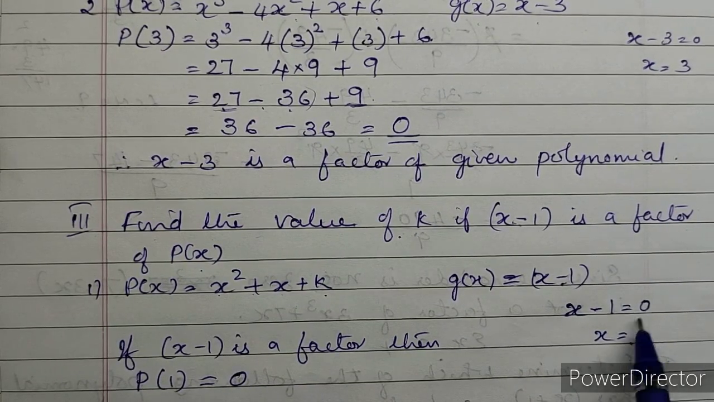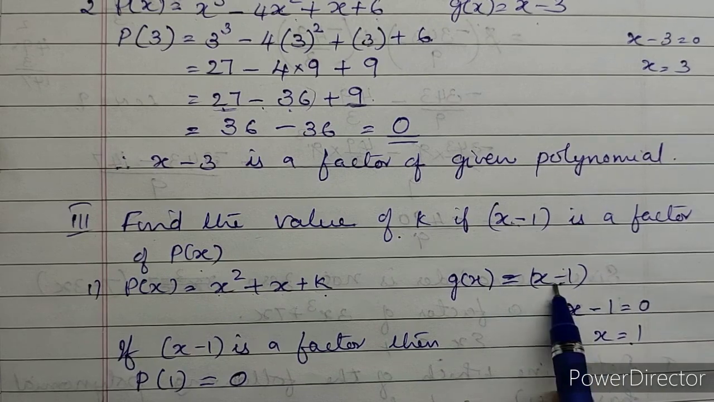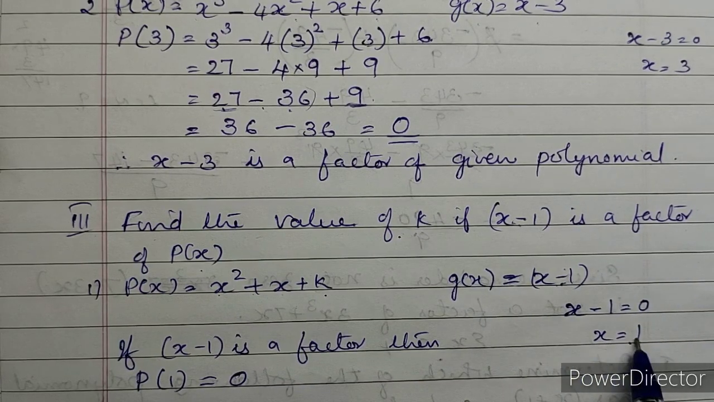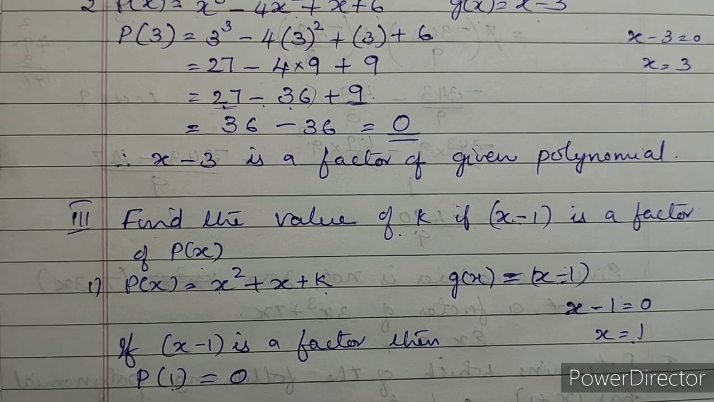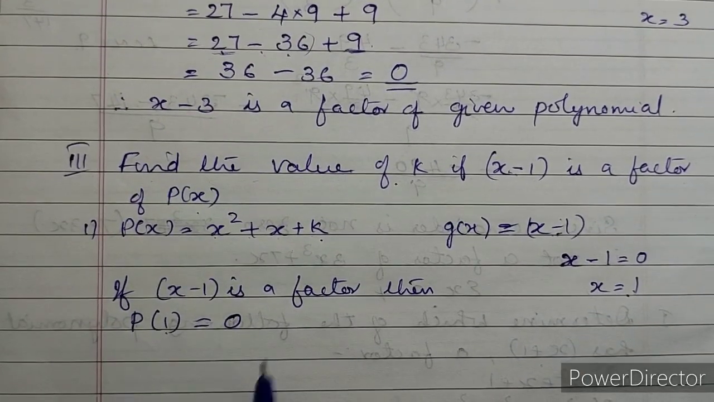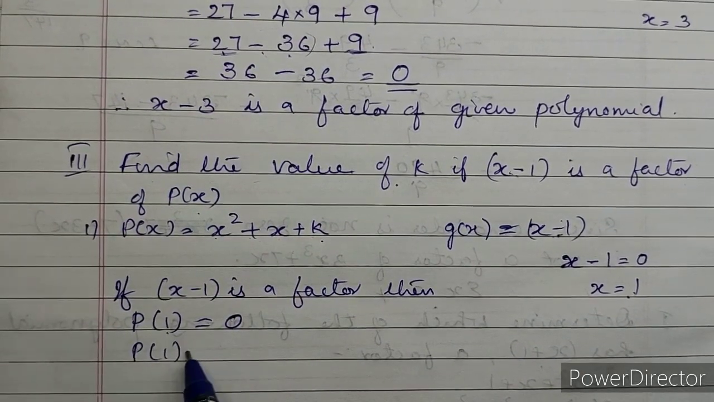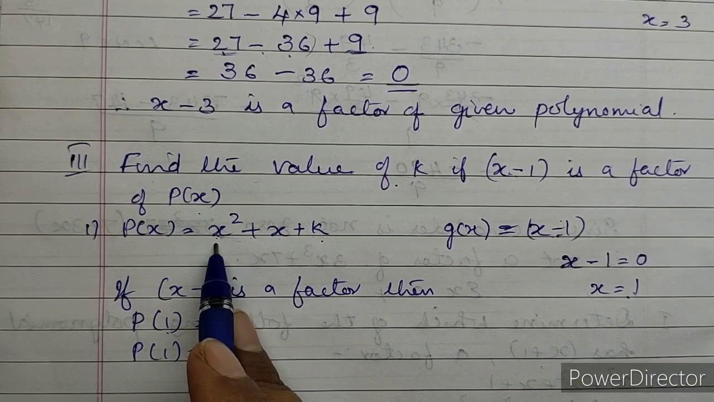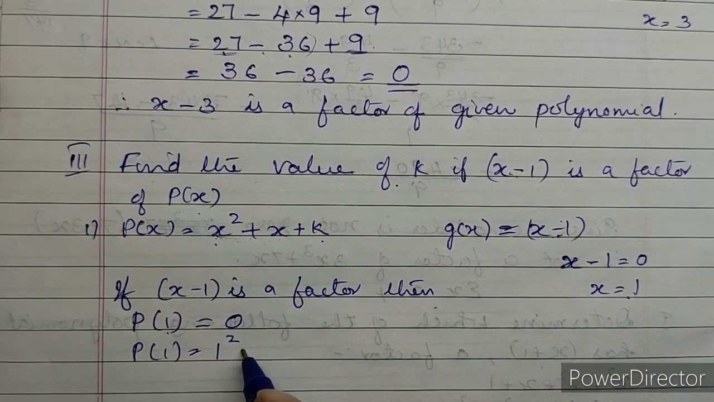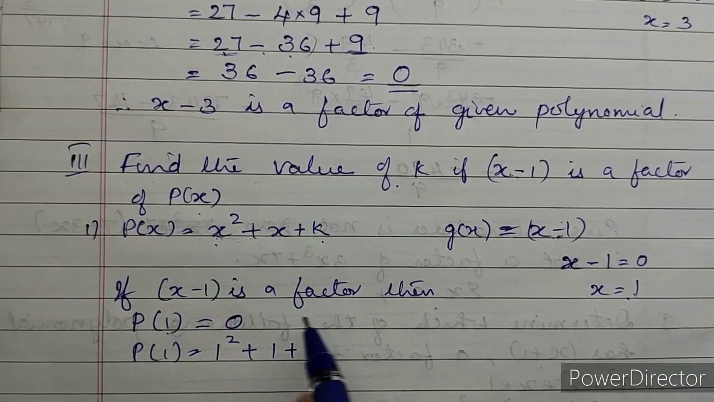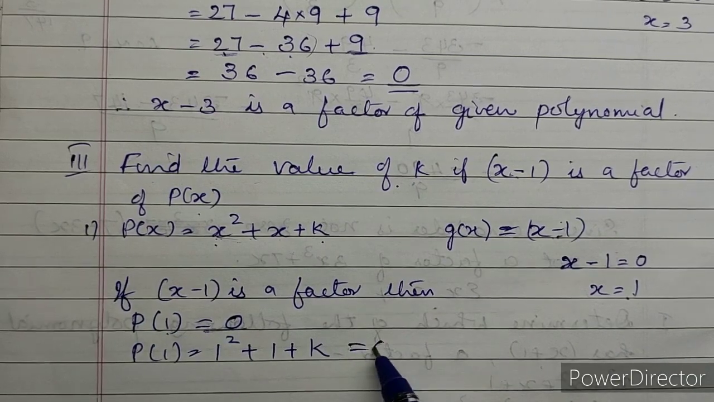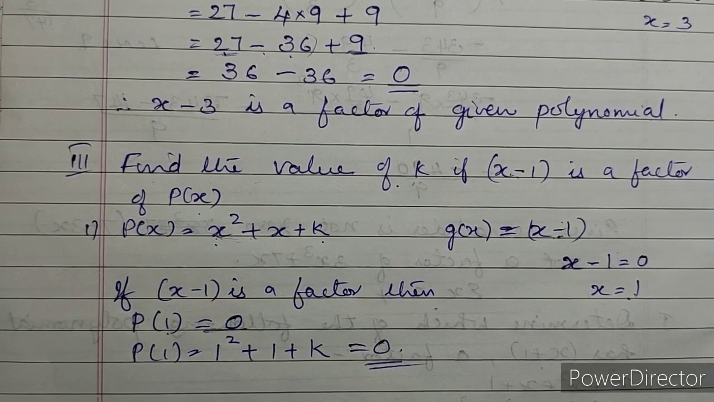How did you get 1? From the divisor. G of x is given, so x is equal to 1. That you have to substitute. Now substitute that. So p of 1 equals, in this you have to put x equals 1: 1 square plus 1 plus k equals 0. This equals 0 is very, very important.